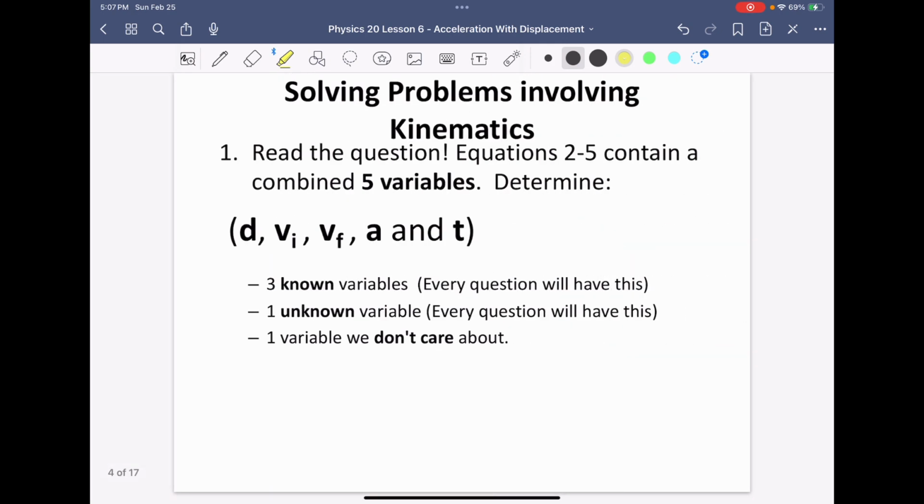Okay, now when we solve problems that involve these, because we now have this array of equations, we have to look at which variables matter, which don't, and which ones we're looking for. So here's what you need to make sure you always remember. This format holds true no matter what. No matter what problem type you're doing, you're always going to list out your 5 variables. So you're going to have displacement, velocity, acceleration, and time.